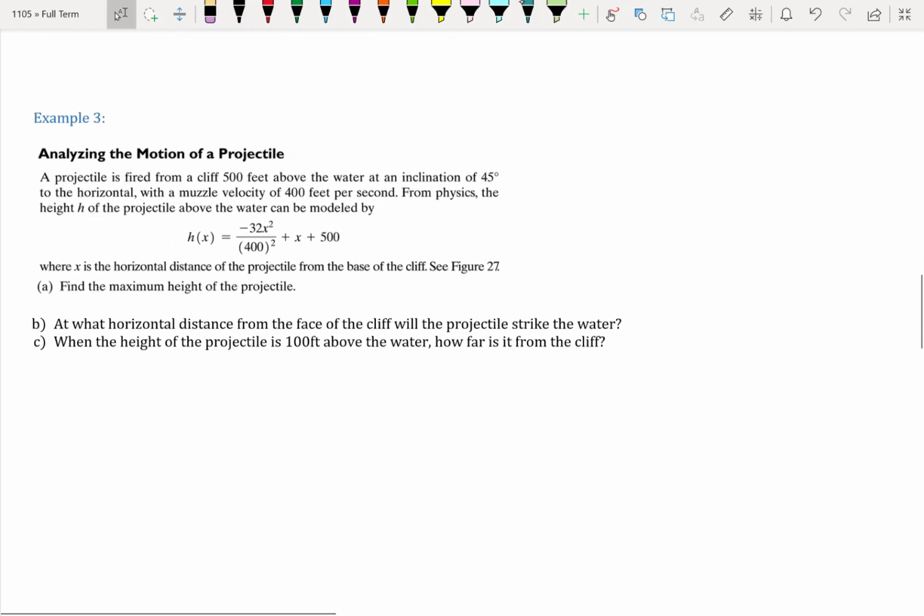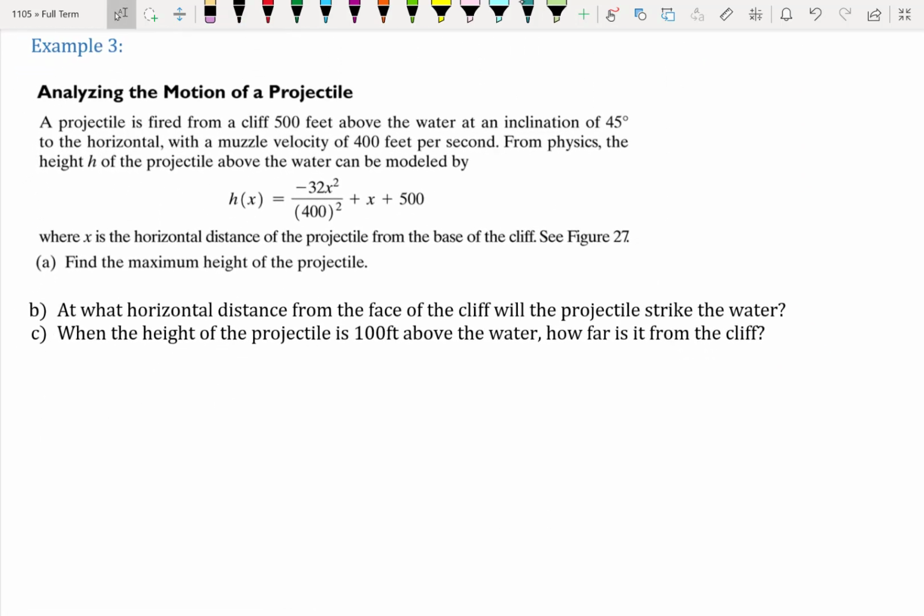All right, example 3. A projectile is fired from a cliff 500 feet above the water at an incline of 45 degrees to the horizontal with a muzzle velocity of 400 feet per second. From physics, the height h of the projectile above the water can be modeled by h of x equals -32x squared over 400 squared plus x plus 500, where x is the horizontal distance of the projectile from the base of the cliff. I did not put an image here because we're going to draw it out together.